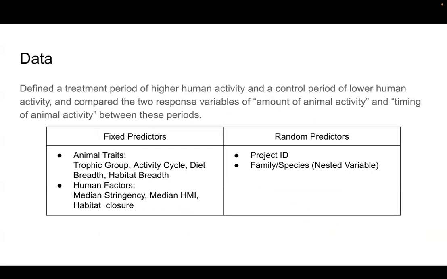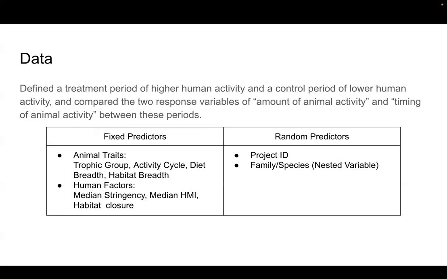Yeah, so the researchers freely released the data and code they used to perform their analysis. Essentially, they defined a treatment period of higher human activity and a control period of lower human activity and compared the two response variables, amount of animal activity and timing of animal activity, between these periods. Due to the scope of this project, we will only be concerned with the amount of animal activity.